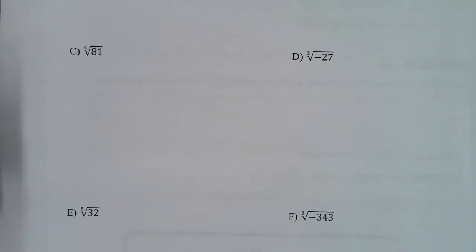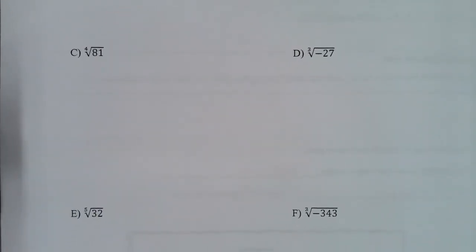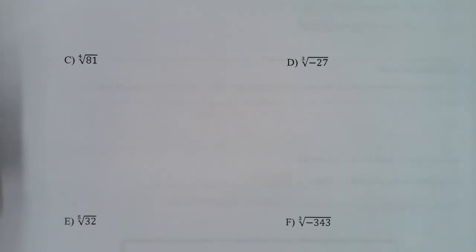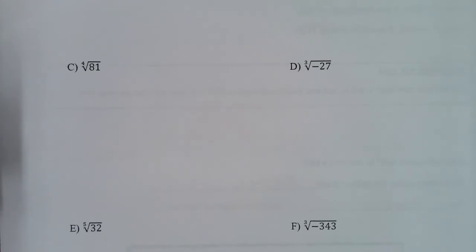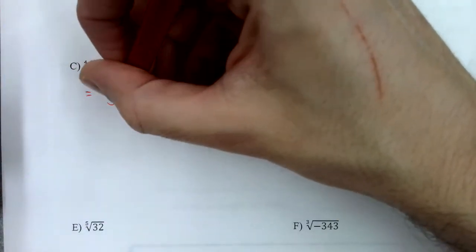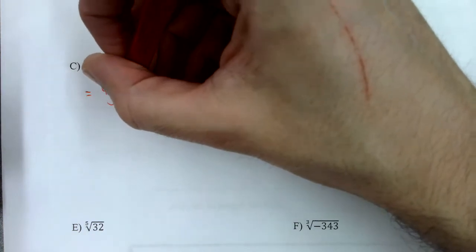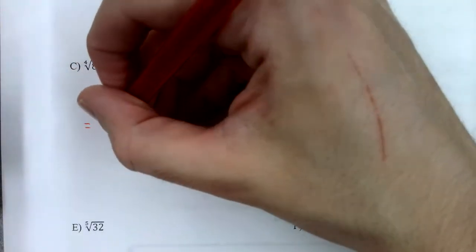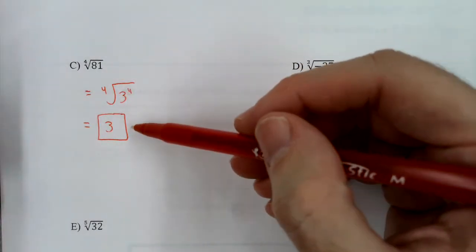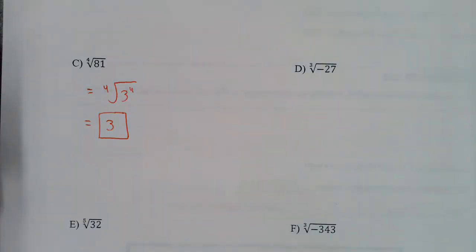Part C, the fourth root of 81. So what number times itself 4 times equals 81? If you know the answer is 3, just put the answer as 3. But here's why. 3 to the fourth power is 81. So that's why the answer is 3. You don't have to write that out. I'm just showing you. The answer is 3. 3 times 3 times 3 times 3 equals 81.